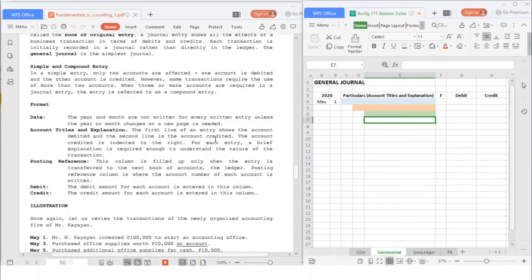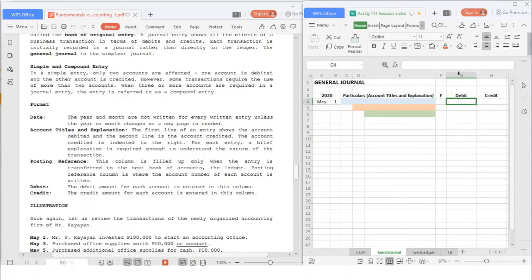Now, we have here the posting reference, or another term for it is the folio. The folio or posting reference is filled up only when the entry is transferred to the next book of accounts, which is the ledger. So, the first step is journalizing. The next step is the posting to the general ledger. Once you have posted it, you put the page number or reference number there. So, another term for this is the reference or the folio.